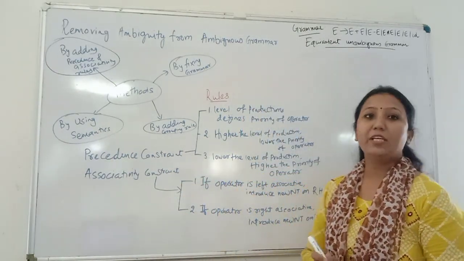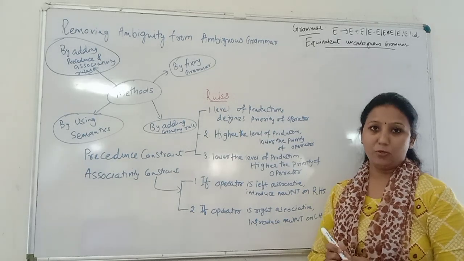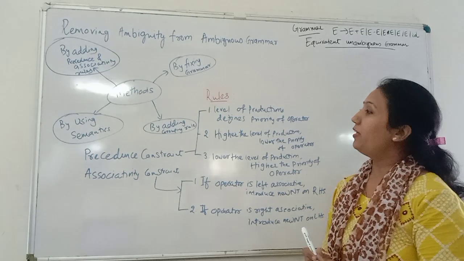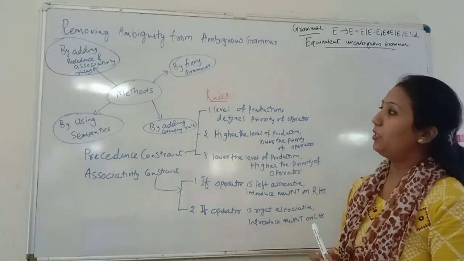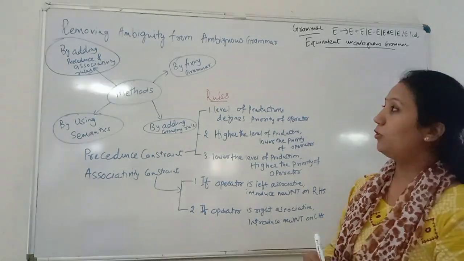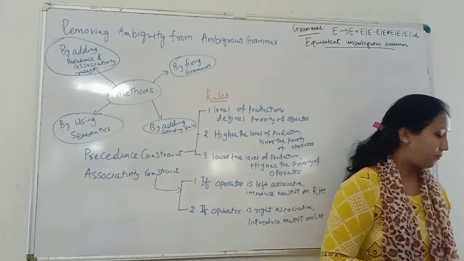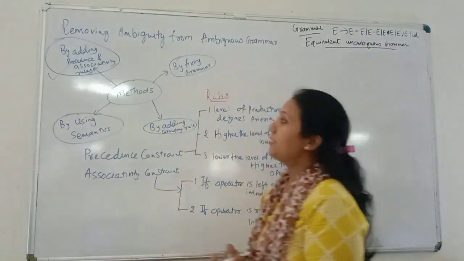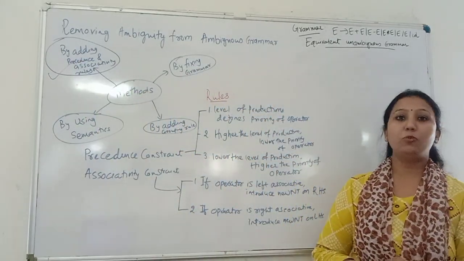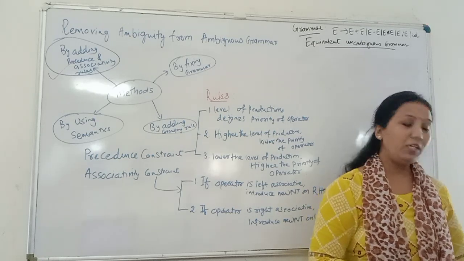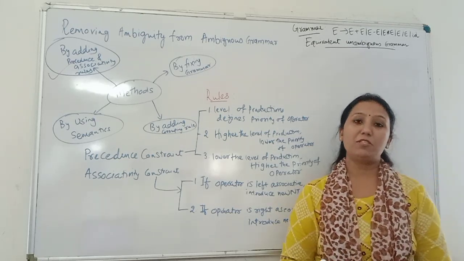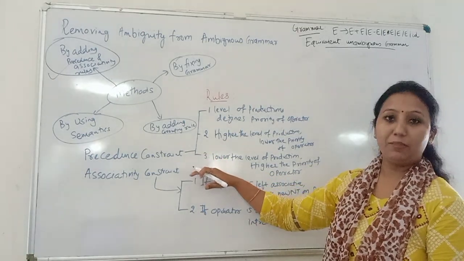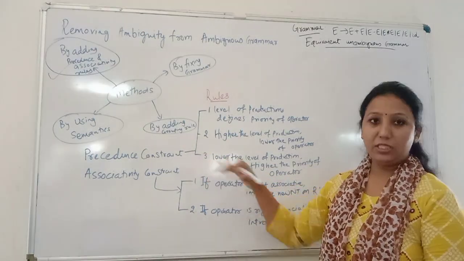Particularly in this video, we are going to see how we can remove the ambiguity from the ambiguous grammar of arithmetic expression. When we are talking about the ambiguous grammar of arithmetic expression, we are going to use this method of precedence and associativity rules to remove the ambiguity. When we use this method, we need to apply two different kinds of constraint on the ambiguous grammar in order to remove the ambiguity from it.